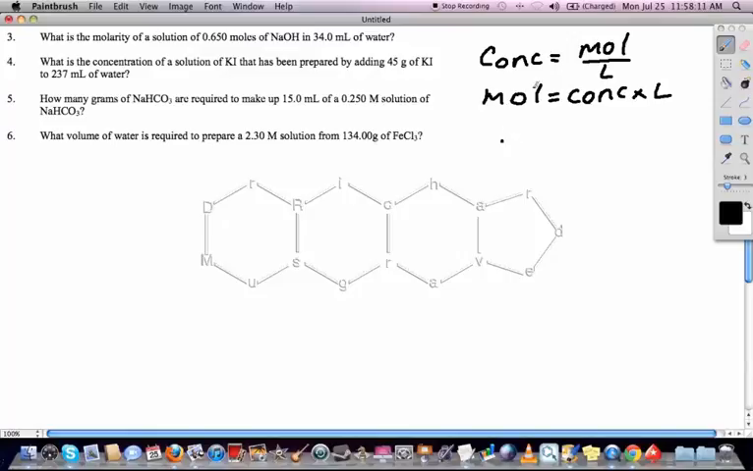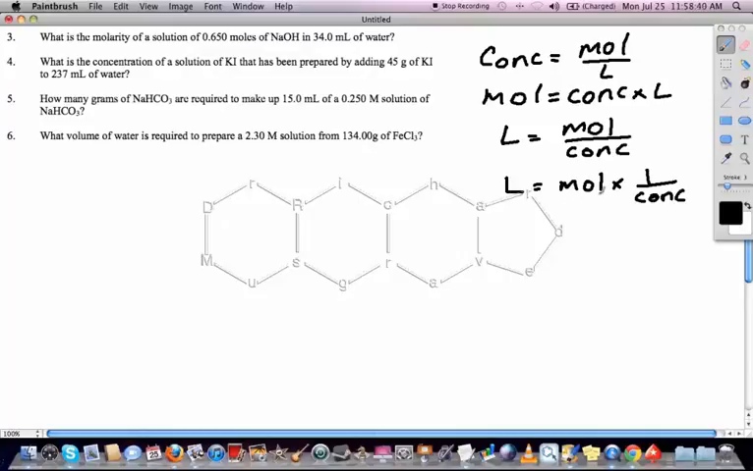Now what you'll see here is we know that concentration is moles per litre. We could also say that litres then would be found by doing moles over concentration. Or, if you'd like, litres can also be found by saying moles times 1 over concentration. So that's going to be the basis of the way we're going to set this up.